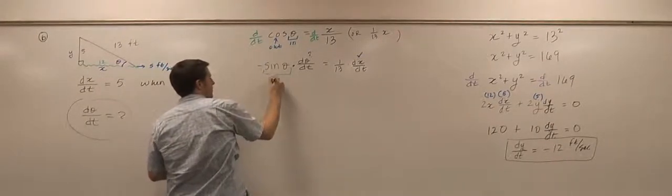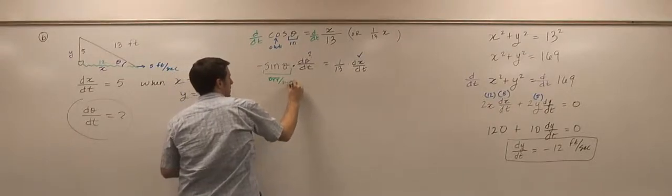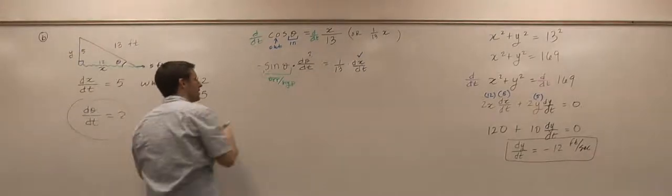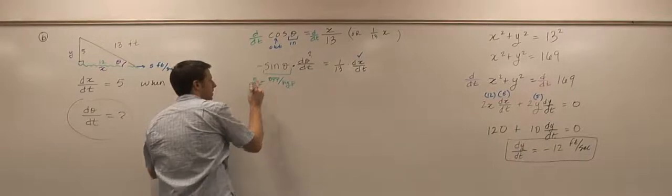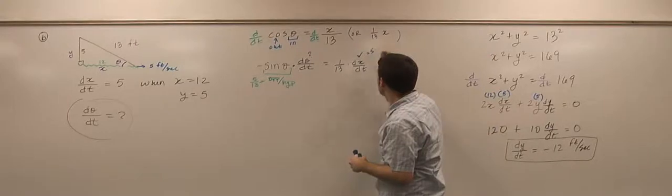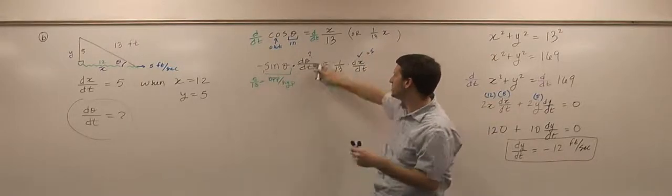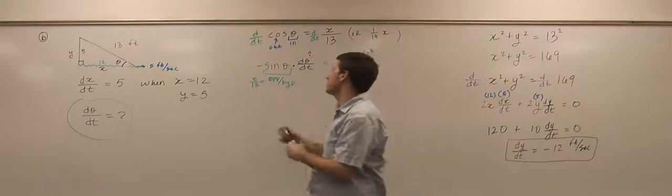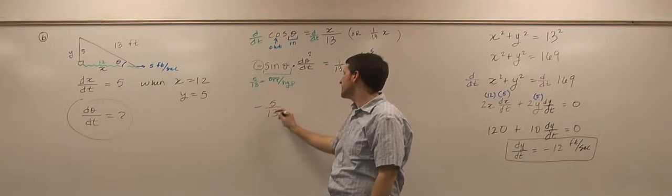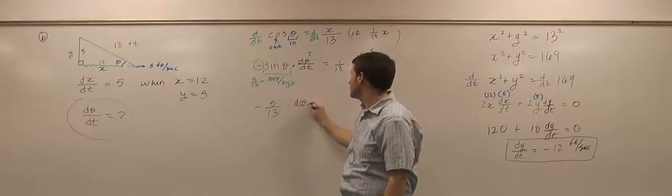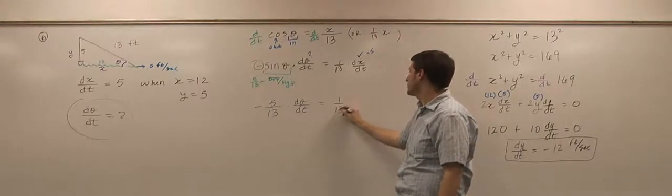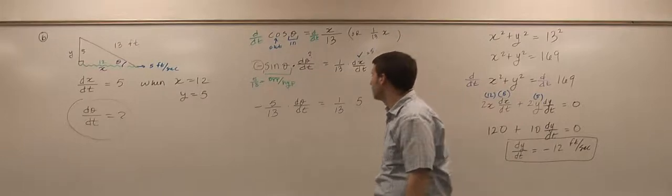So this guy's actually known. I'm going to plug in 5 over 13 for sine theta. I'm going to plug in 5 for dx dt. Then this is known, I can solve for this. So my equation becomes negative because there was a negative when I did my derivative. 5 over 13 times d theta dt equals 1 over 13 times 5.